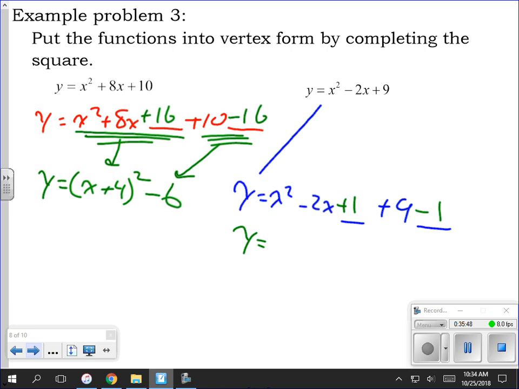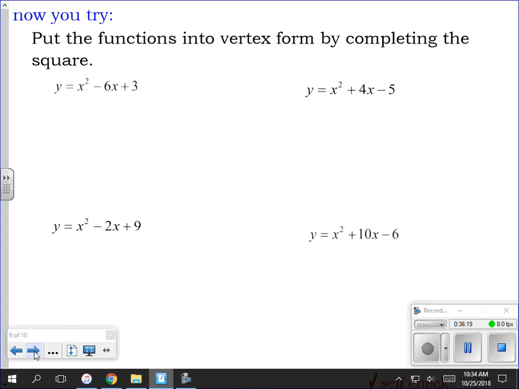So now I get y equals, this is my perfect square, x minus 1 squared. Half of this goes in there. And then the other part, plus 8. Ta-da! Okay. Not terribly difficult, actually easier than what we just got done doing, I think. But you can't do one without the other. It's easier once you know it. Okay, your turn. Do those.